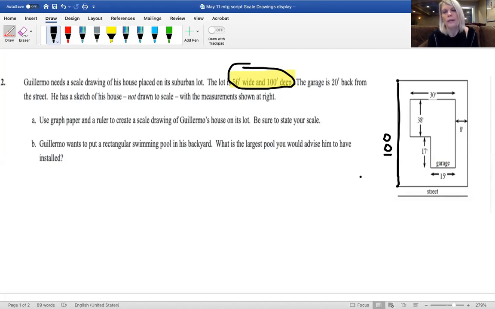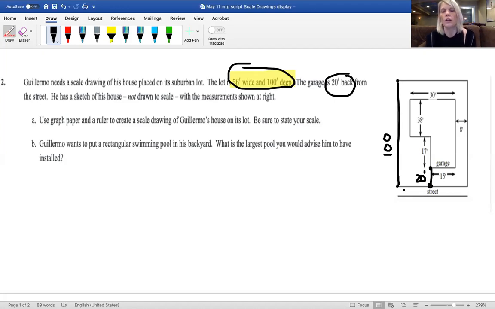What do we know about the depth of different parts of this? We know the total depth of the lot is 100 feet. And we also want to think about this. This is important too. We know that the garage is 20 feet from the street. So let me give you a little help here. This is 20 feet here. From here to here is 20 feet.